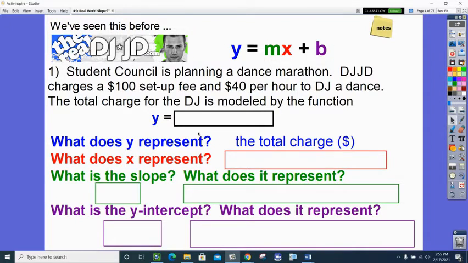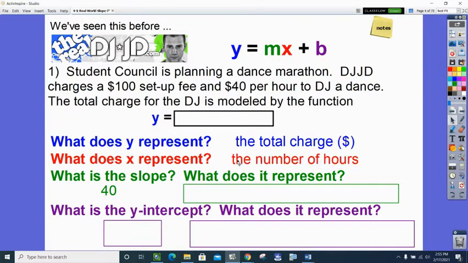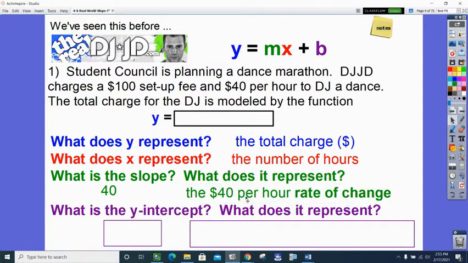So in this particular case, the slope is your $40 per hour, dollars per hour. Your y unit is money, your x unit is hours. So the slope is 40, and the x represents the number of hours. What is that 40? That is your hourly charge. So for 1 hour, your bill goes up $40. For 2 hours, your bill goes up $80. So every hour, there's an increase of $40.